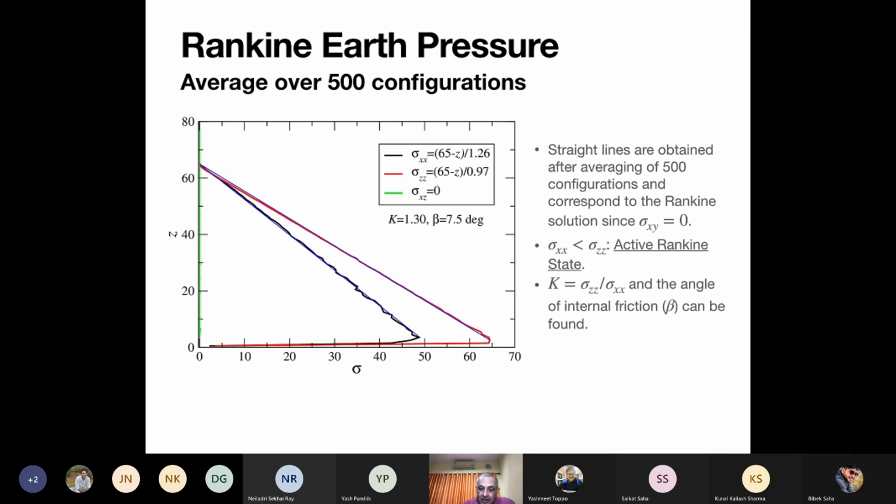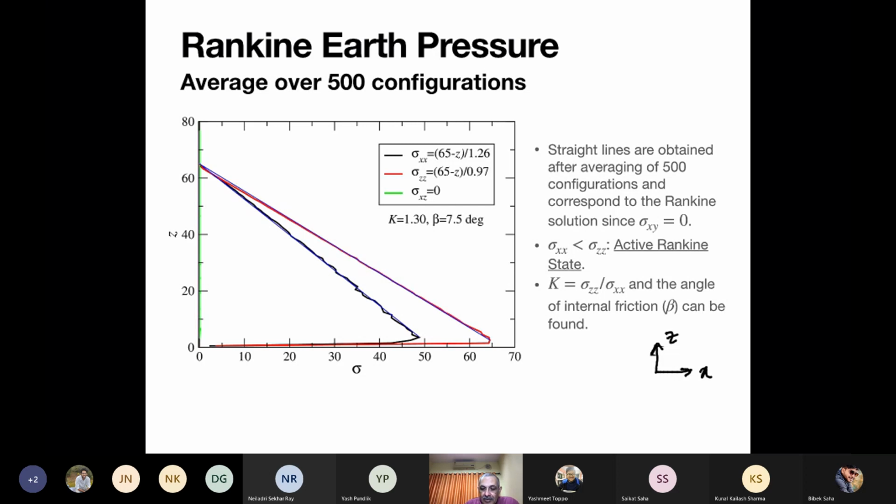And what is interesting is that here you can see, just to remember, this is the z direction and this is the x direction. So, if you look at sigma zz, that is in the direction of gravity. That is the red line. And you can see that you get nice linear variation. This is exactly the Rankine solution. This is what you would have got, linear.